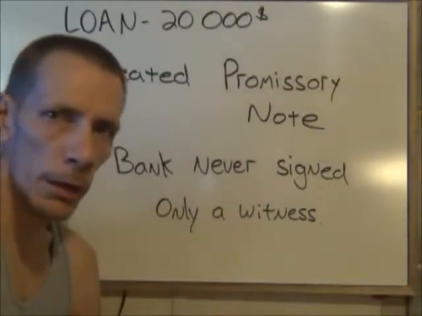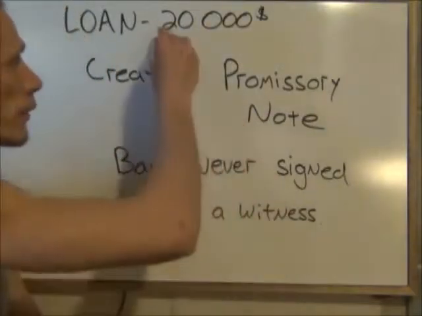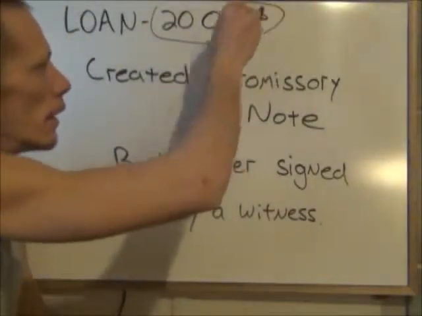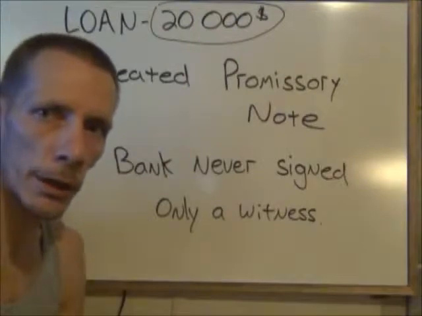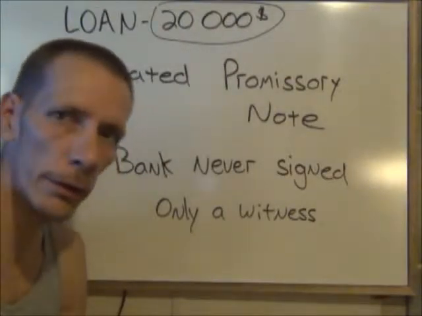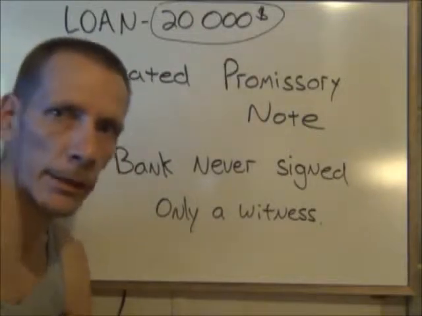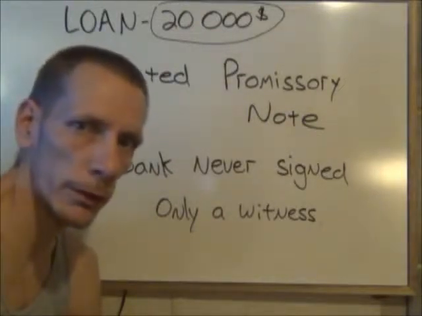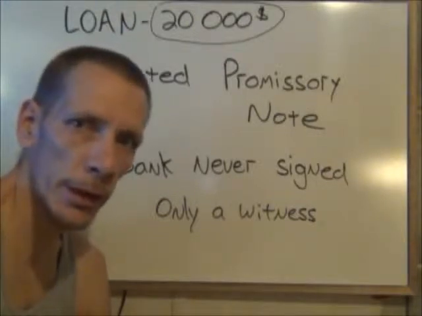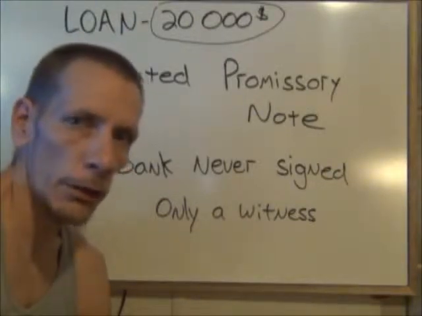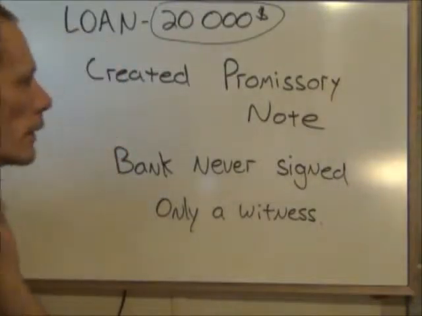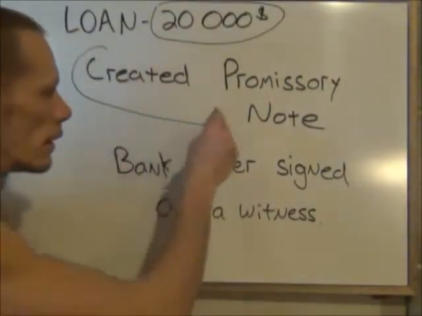So as you saw, you go to the bank and you get a loan for $20,000. And you think you're entering into a contract where the bank is going to actually go into their vault, remove $20,000, and lend that money to you so you can do what you need to do with it. It's not the case at all. What happens is when you go to see the agent of the bank, what you are creating is a promissory note. That's what gets created.